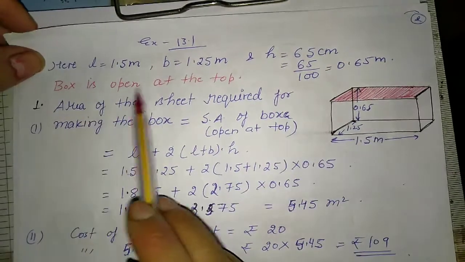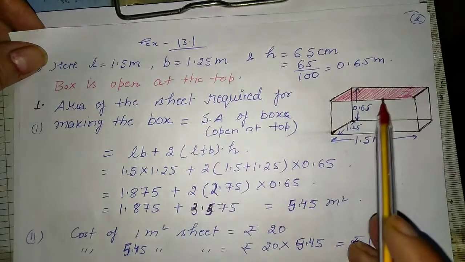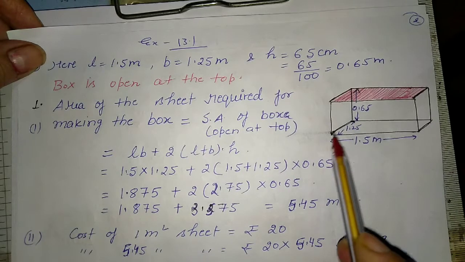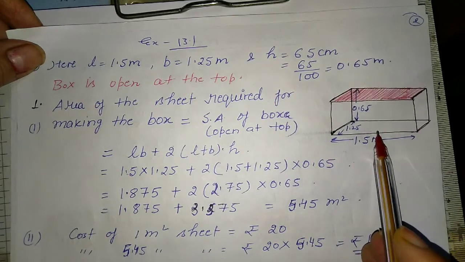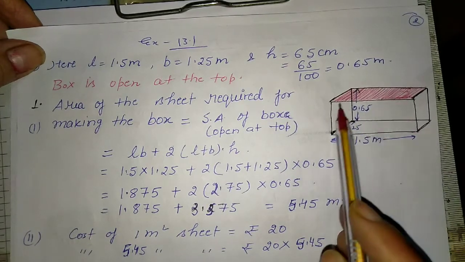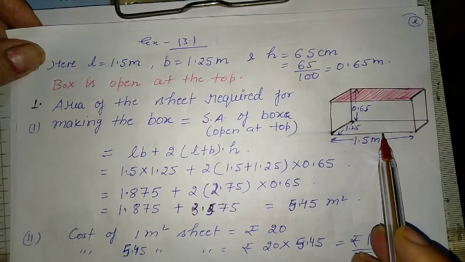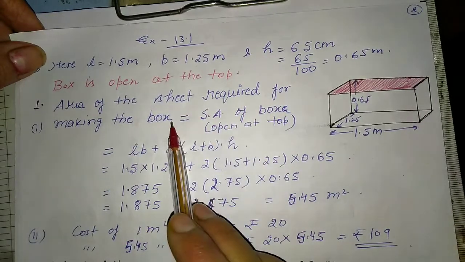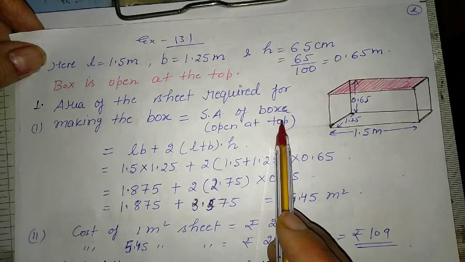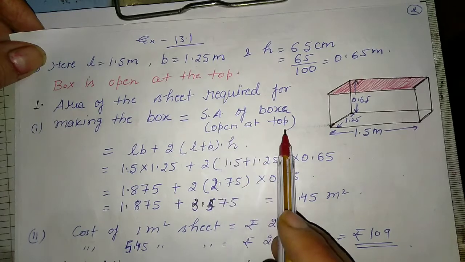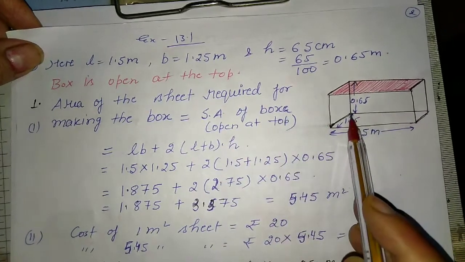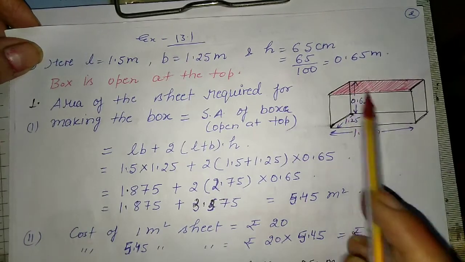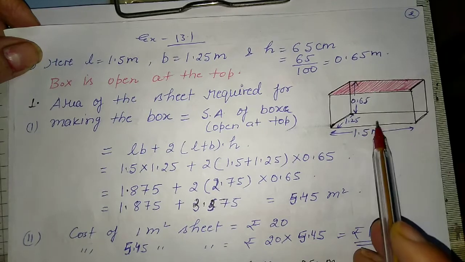So the box is open at the top, it is given. So the top is not there, meaning the ceiling is not there, only the floor part is there. If the floor part is there, we have only 1 LB, plus the area of 4 walls. So the area of the sheet required for making the box is the surface area of the box. The box is open at the top, so there is only the base, no ceiling. So of LB and LB, only 1 LB will be there.